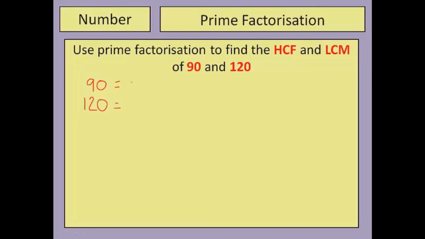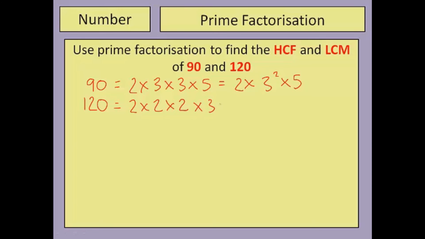Now 90 would actually come out as 2 times 3 times 3 times 5, which you could write as 2 times 3 squared times 5. And 120 would come out as 2 times 2 times 2 times 3 times 5, which you could write in index form as 2 cubed times 3 times 5.